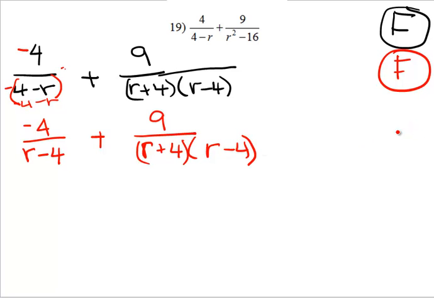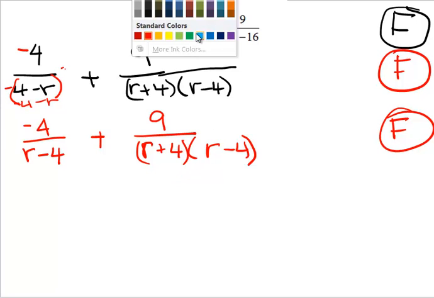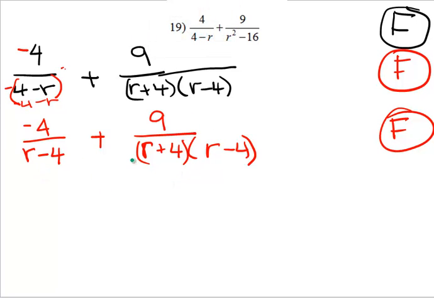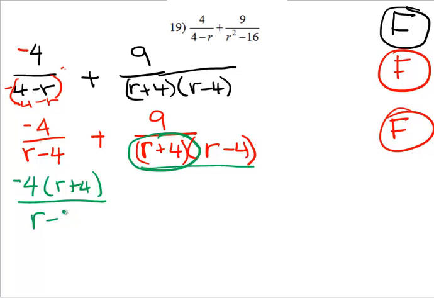Now I get to find my missing one. Now, in this case, the common denominator would be here. I have r minus 4 already, so I need that. So I'm going to do this. Negative 4 times r plus 4 over r minus 4 times r plus 4, because remember now I have my brand new shiny denominator, plus 9.